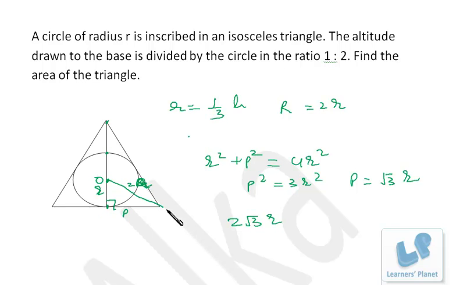So that is base. Altitude will be what? 3r, r plus r plus r. So this is 3r. So that is base into altitude divided by 2, right? So that's 3 root 3 r square. That will be the area of this triangle. Okay? You got the difference? This is inradius and this is circumradius. Should be clear about it. Okay?